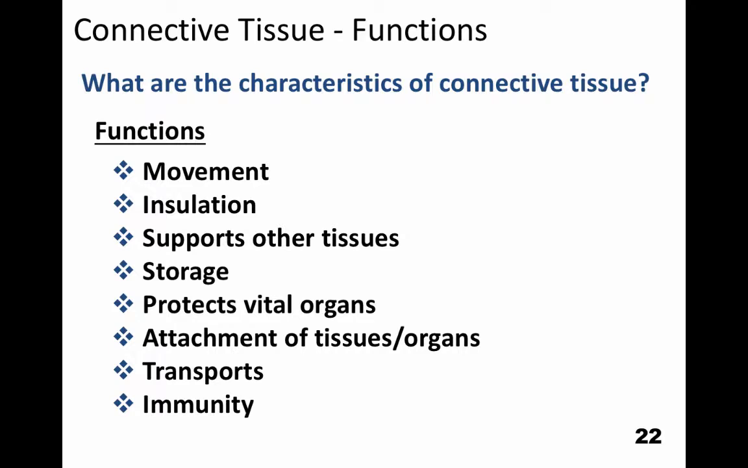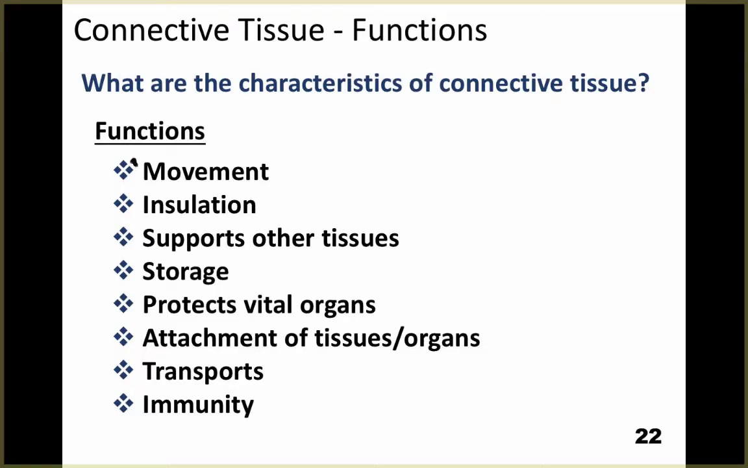Anyway, now we are officially done with epithelial cells, and we are going to move on to connective tissue. So, connective tissues have several functions, and you can see Miss Patty here, right? They're important in movement, insulation, support in other tissues, storage. They protect vital organs. They form the attachment of tissues and organs. They help to transport things, and they help with immunity. So you can look at here and go, okay, to remember this is Miss Patty, right? That can help you a little bit.